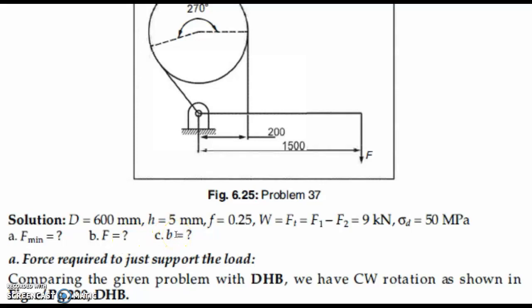So we can compare this figure with our data book. From our data book, page number 270, we have a simple band brake, and there is a similarity with this figure, that is figure number E. It is almost similar, there are no changes, and here it is clockwise direction. So we can take the equation for clockwise direction from our data book, page number 270, figure number E, and equation number 13.19C.